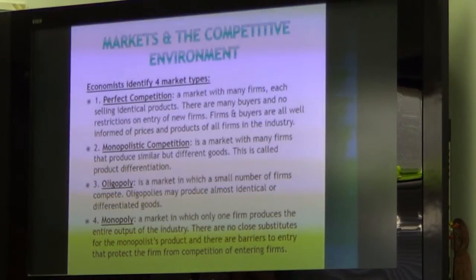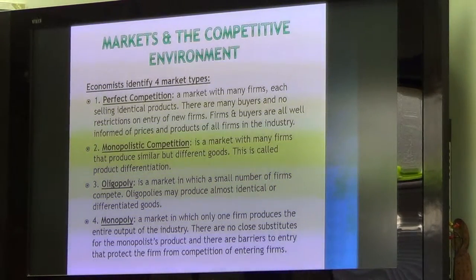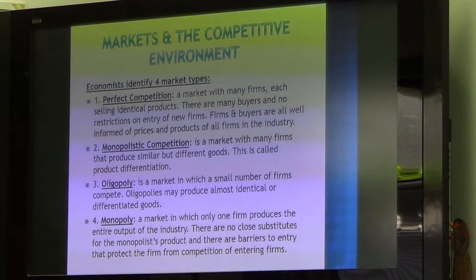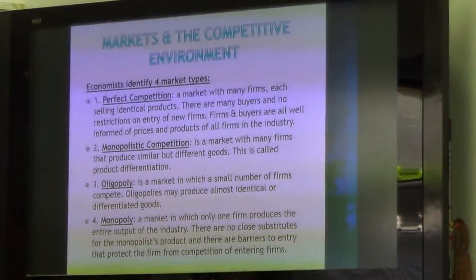Okay. An oligopoly is a market in which a smaller number of firms compete, and oligopolies may produce almost identical or differentiated goods. So there's fewer firms that are competing.